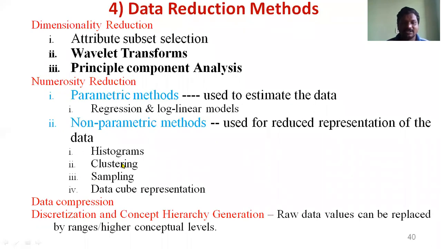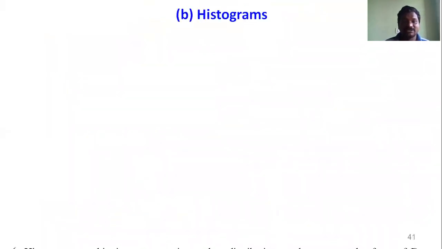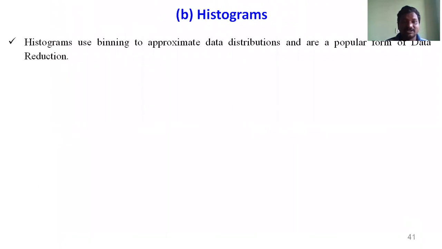These methods are histogram, clustering, sampling, and data cube representation. That is a simple agenda. And then, histogram. What is a histogram here? Histogram uses a binning approach, that means dividing the data into different buckets.